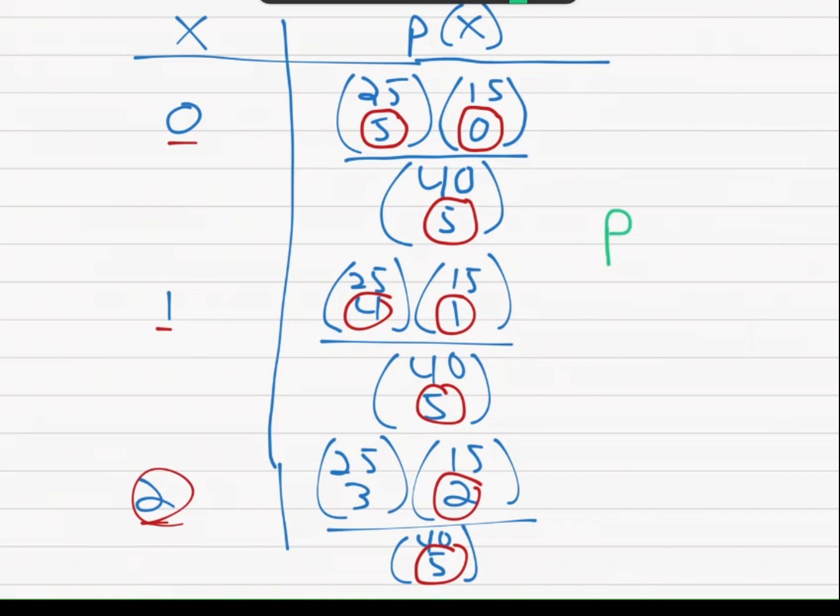So we have p of x, I don't know that I'm going to have room, let me try hard, is going to be 15 choose x times 25 choose 5 minus x all over 40 choose 5.